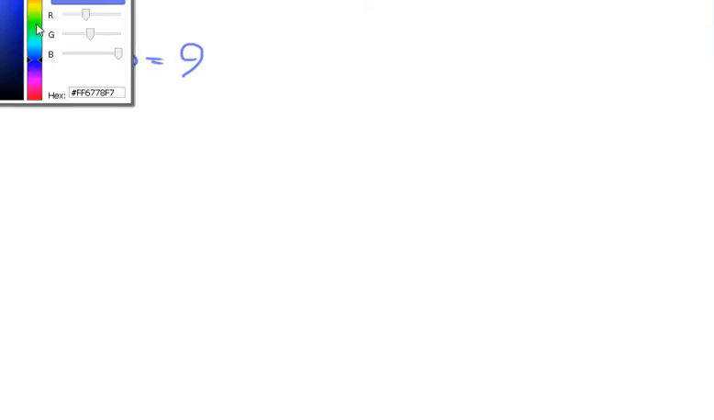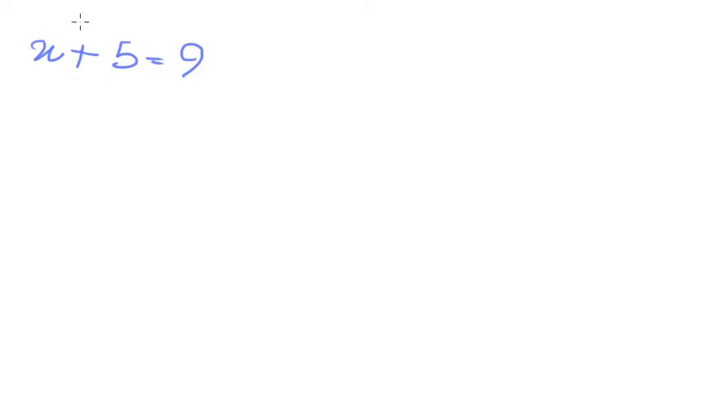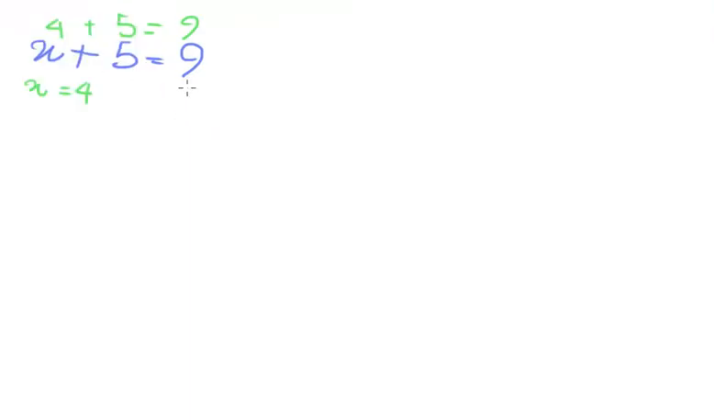So we don't even need to solve this equation because it's very simple. We already know that x is equal to 4, because if we put 4 here and add 5 to it, it will give us 9. 4 plus 5 is 9. But equations are not always this simple. So you actually need to have some rules to figure out how you can solve problems if they get a little bit more complicated.